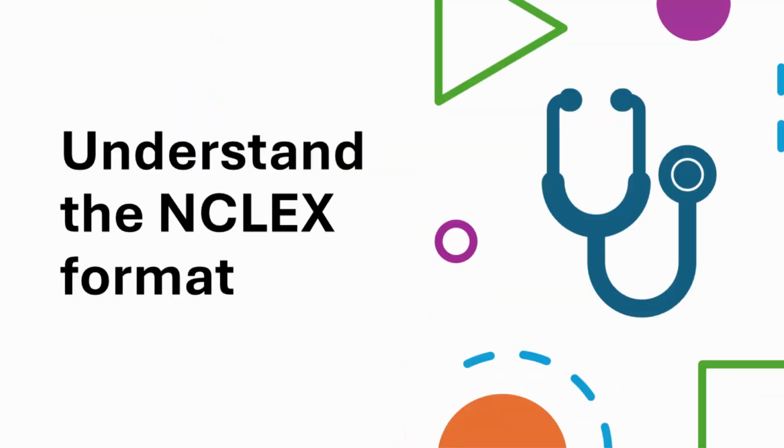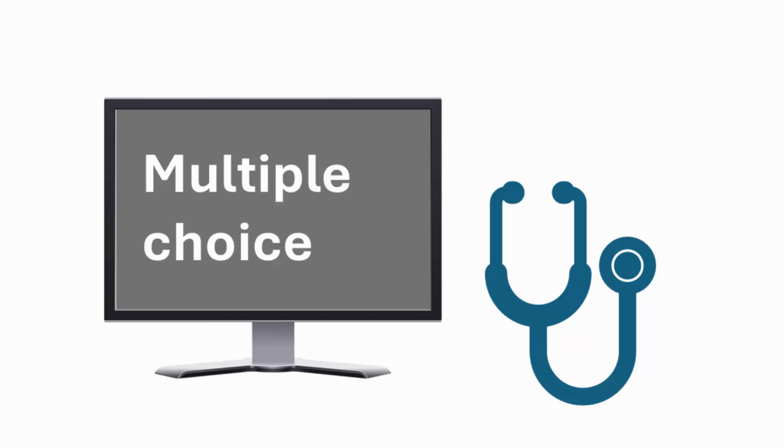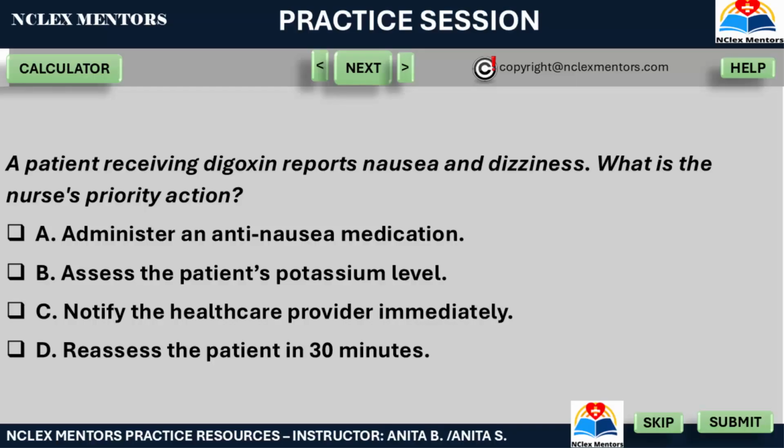Understand the NCLEX format. Let's start with the most common type, multiple choice. These questions test your ability to prioritize and make safe nursing decisions. Let's take an example. A patient receiving digoxin reports nausea and dizziness. What is the nurse's priority action? The options given to you on the screen are A. Administer an anti-nausea medication. B. Assess the patient's potassium level. C. Notify the healthcare provider immediately. D. Reassess the patient in 30 minutes.